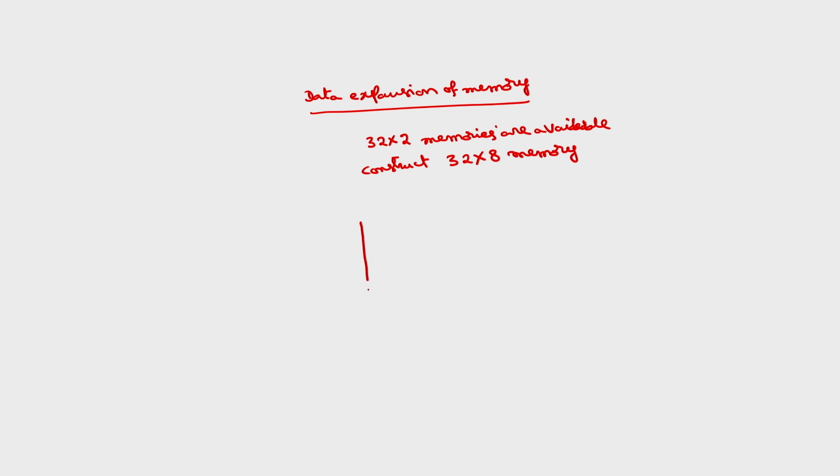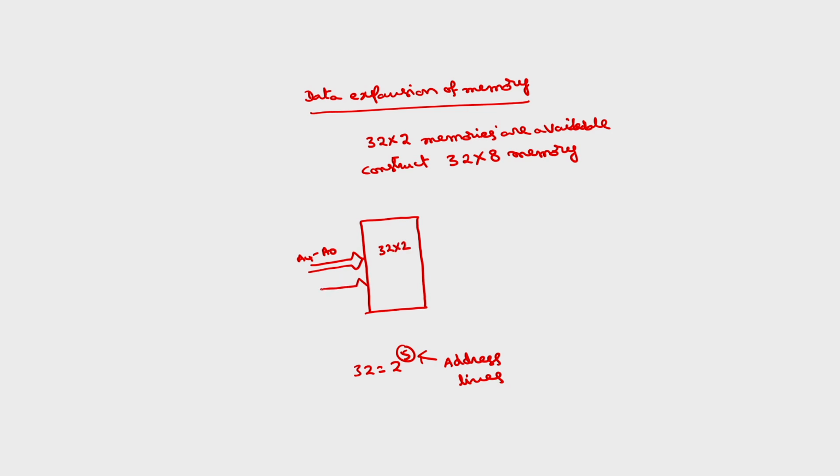32 by 2 means we will have a 2 bit data bus and a 5 bit address bus. 32 is nothing but 2 raised to the power of 5. So 5 address lines, A4 to A0. This is 32 by 2, and 2 data lines, D1 to D0. Of course, there is a chip select and read write bar.